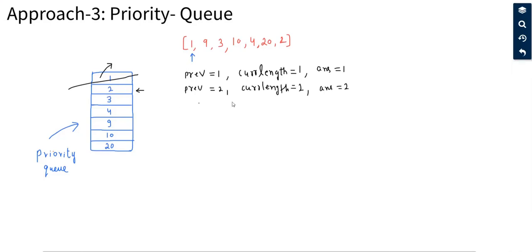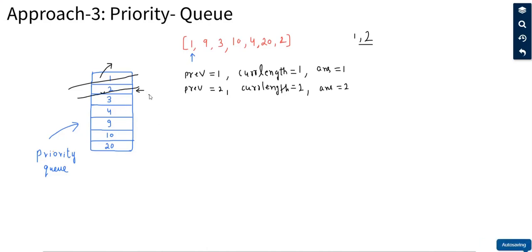Therefore I will increment the length of the current consecutive subsequence by 1. So it is 2 now. That is, I have a subsequence which contains 2 elements and the elements are consecutive. And I will update my final answer as well because the current answer is greater than the previous answer. And I will update the previous variable with the current element, that is 2.